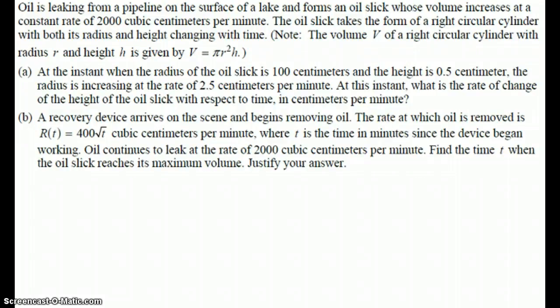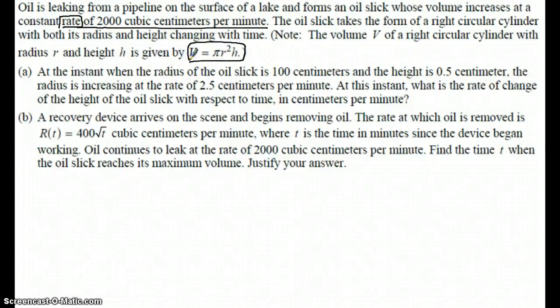And so it says oil is leaking from a pipeline on the surface of a lake and forms an oil slick whose volume increases at a constant rate of 2,000 cubic centimeters per minute. That's important, and it's a rate. The oil slick takes the form of a right circular cylinder, with both its radius and height changing with time. That's important too. They tell us what shape it's taking.